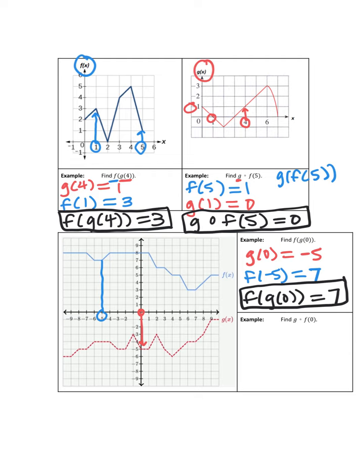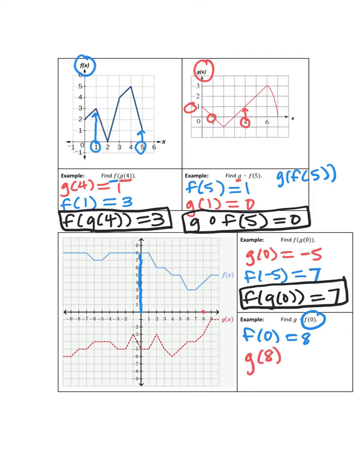On the next one, we want to start with f of 0. That's where we start. So I'm going to go back to the origin, and I'm going to follow it up to the graph. That has an output value of 8. We're going to use that output value as our new input, so we're going to find g of 8.